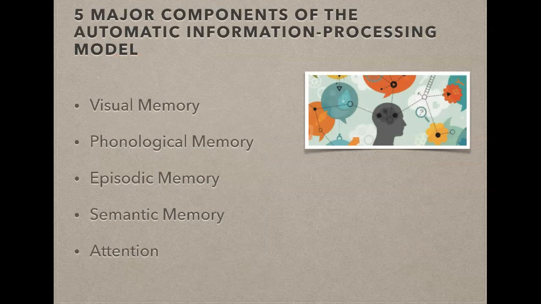The automatic information processing model has 5 major components. They are visual memory, phonological memory, episodic memory, semantic memory, and attention. Visual memory is where reading begins. It's where the graphic input from the text is processed. Visual memory is where letters are recognized and put into words. It is also where unitization occurs.